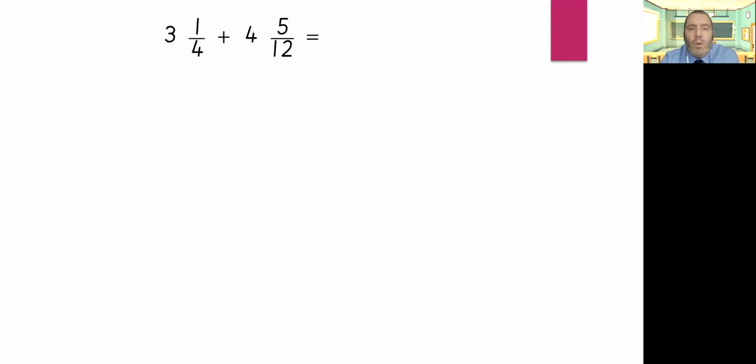Now, I have 3/4 and I'm adding 4 5/12. So we've got mixed numbers and we need to find equivalent fractions so that we have our denominators to be the same.